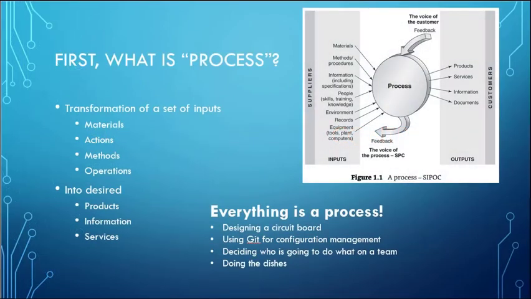If the course is Statistical Process Control, we better figure out what that means. So first we need to talk about what is a process. Basically, a process is the way that you take some set of inputs and do some sort of transformation on them to produce some sort of outputs. And the bottom line is everything you do is a process.